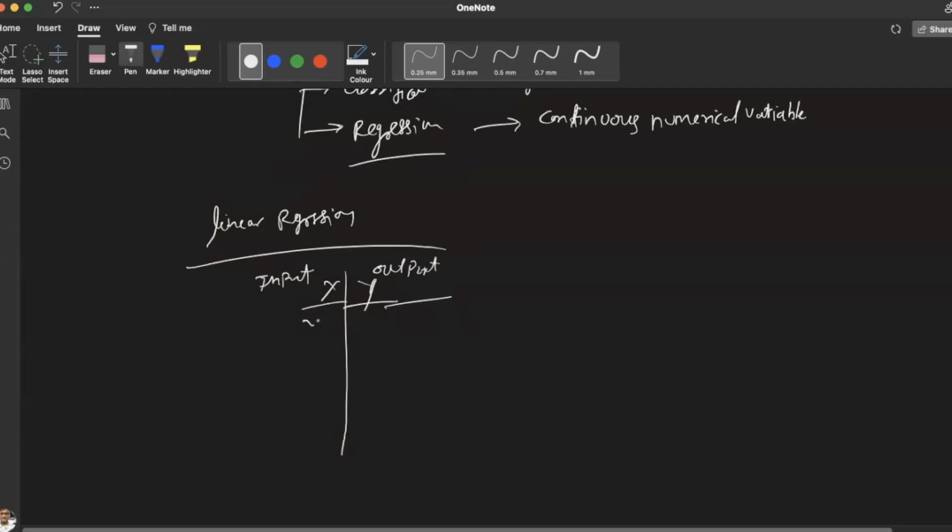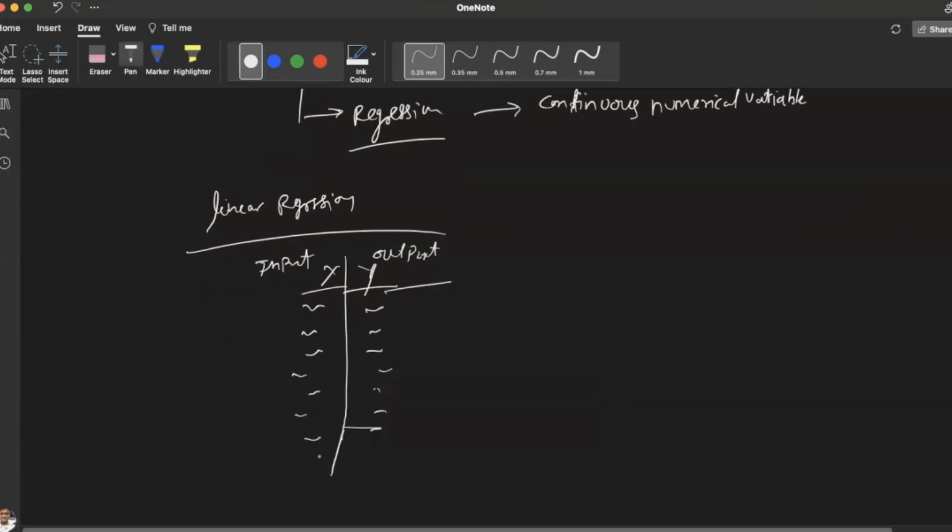All right. So we have some values in here, right? For example, let's say we are predicting income, or say salary, and let's say experience, right? Let's say if this is experience, right?